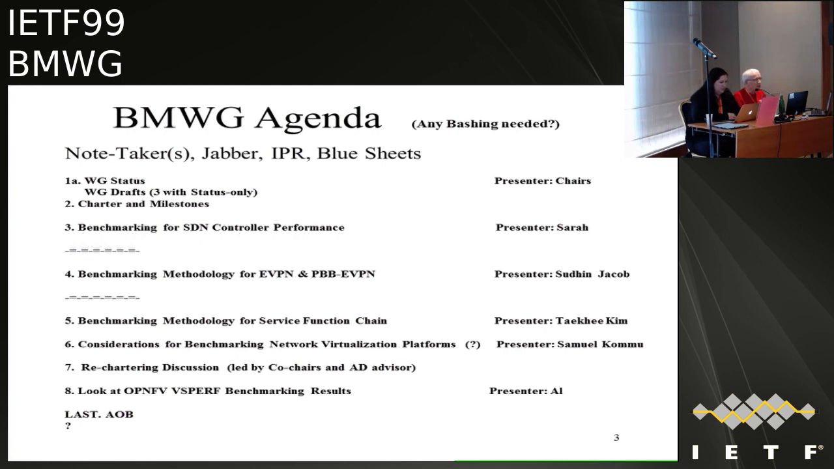As you can see, I have my OPNFV Summit T-shirt on today, and so in that particular talk, I'll be representing our project work with my two co-authors. And then we'll have any other business at the end. So any questions about the agenda? Any bashing to take place? Seems not. Okay, so let's move ahead then.